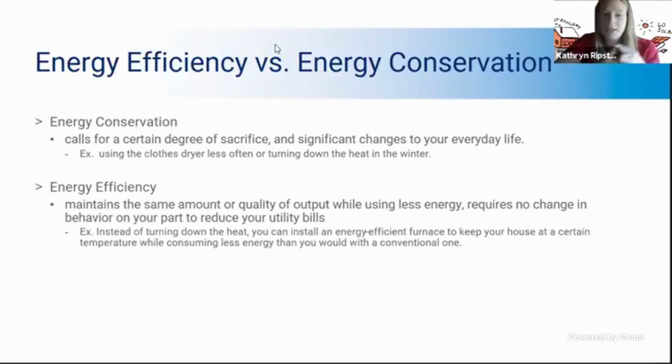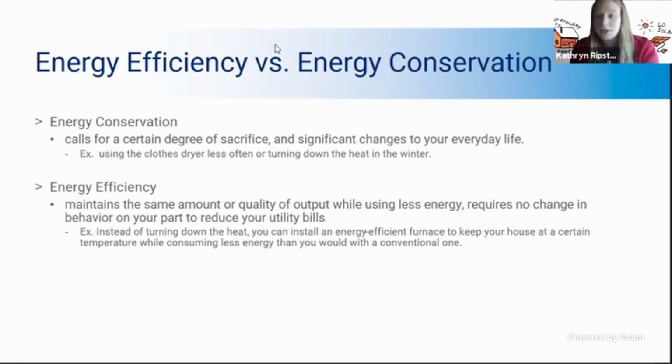What energy efficiency isn't is energy conservation. So there are two main definitions there. Energy conservation is a way to reduce your energy use that calls for a certain degree of sacrifice and a significant change to your everyday life. What does that look like? It looks like using a clothesline instead of your clothes dryer to save the energy of running your dryer during the summertime. Or it looks like turning down your heat in the winter. So maybe you're a little less comfortable in your home with the heat turned down. You might be a little colder.